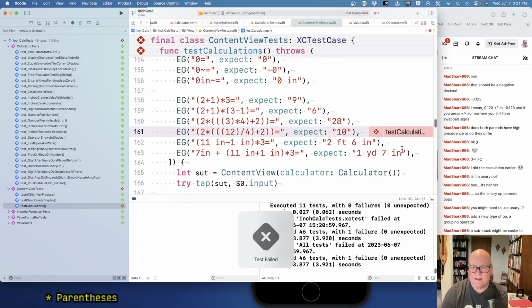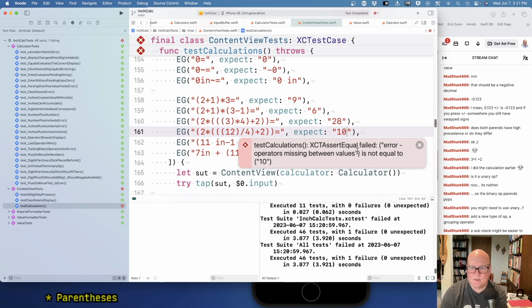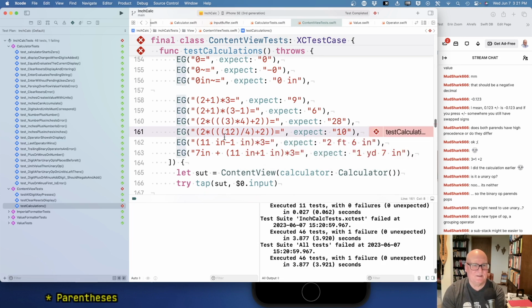Okay. Operators missing between values. 12/4. That looks, whoops. That looks right. Somehow I have more parens or something. Why is that?